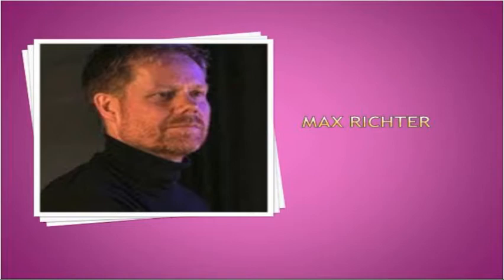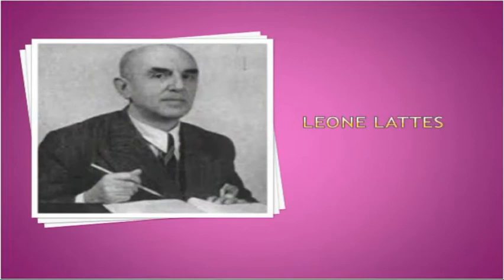Max Richter took Landsteiner's results and adapted them to bloodstains, such as those found at crime scenes. 15 years later, Leone Lattes, a professor in Italy, developed a test to determine blood type in the ABO system and wrote a book about how to type dried stains.